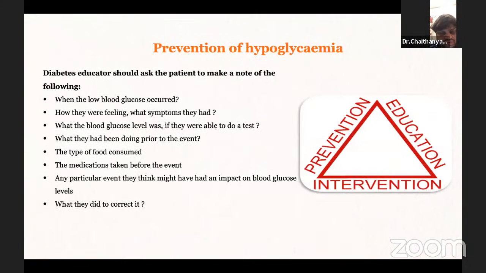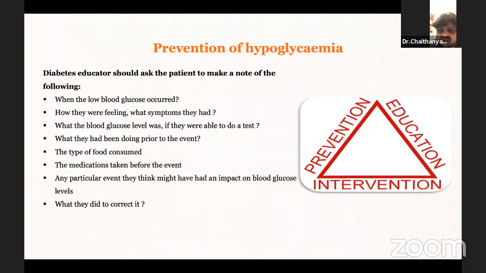So this is how you can prevent hypoglycemia. Anticipation is very, very important. You should tell the patient, for example, a type 1 patient who wants to do exercise in the evening at around 4 p.m., before and after exercise, please take something. Have something before going for exercise and have something immediately after exercise so that you can prevent the hypoglycemia.